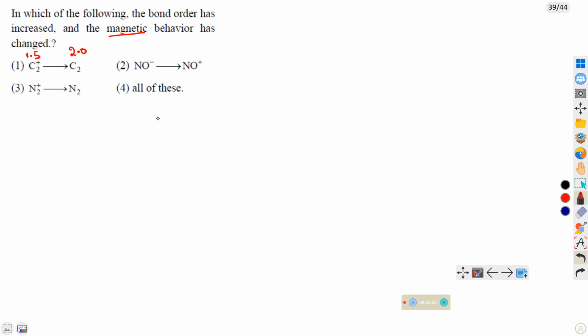NO minus has a total of 16 electrons, bond order value 2. NO plus has a total of 14 electrons, bond order value is equal to 3. 16 electrons is an even number, but it is paramagnetic due to the presence of 2 unpaired electrons. N2 plus has 13 electrons, bond order value 2.5. N2 has 14 electrons, bond order value is equal to 3. So all of these are the correct answer.